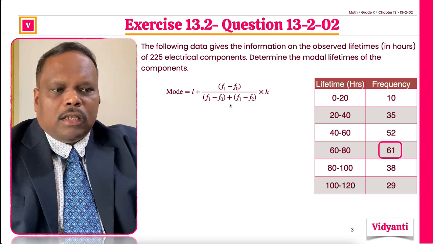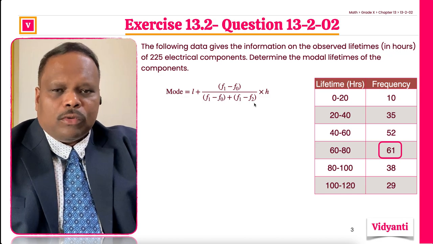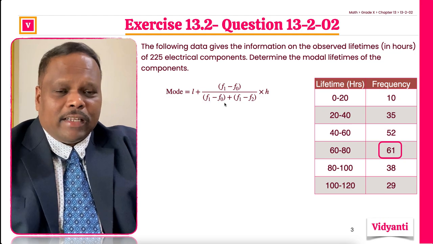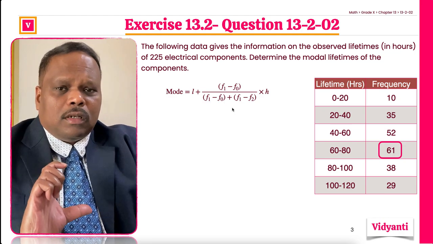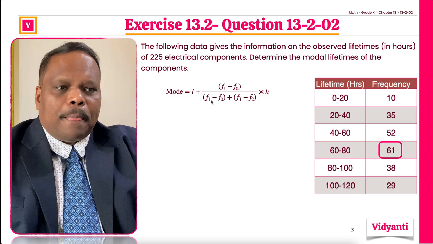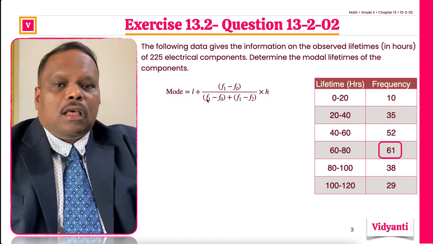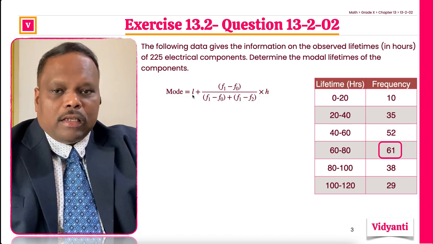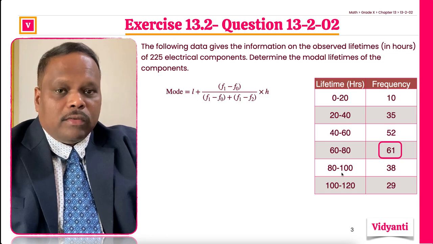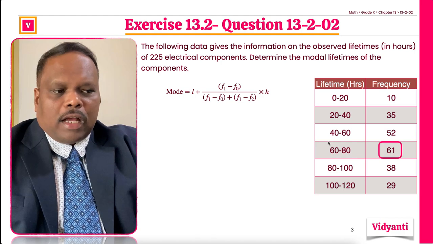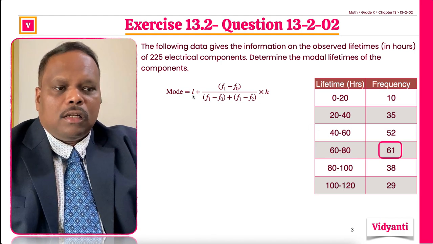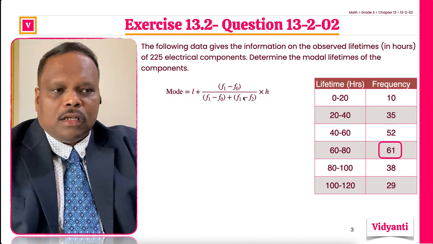Here in the denominator, the formula is 2f1 minus f0 minus f2. So if you notice, this formula and what is given in the textbook is exactly identical, there is a reason why I'm modifying this formula a little bit. Let us see first the terminology. L is the lower limit of the class interval in which the highest frequency is occurring. So if the class interval is 60 to 80, the lower limit of that one will be L, which is 60.